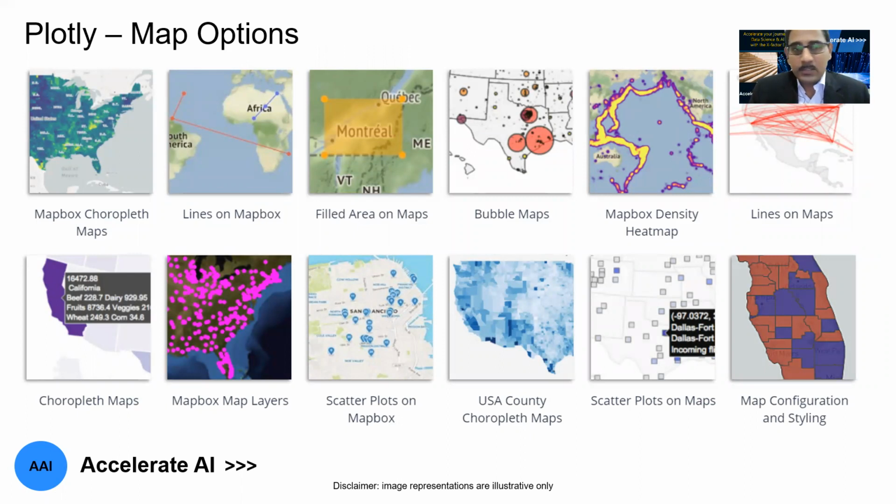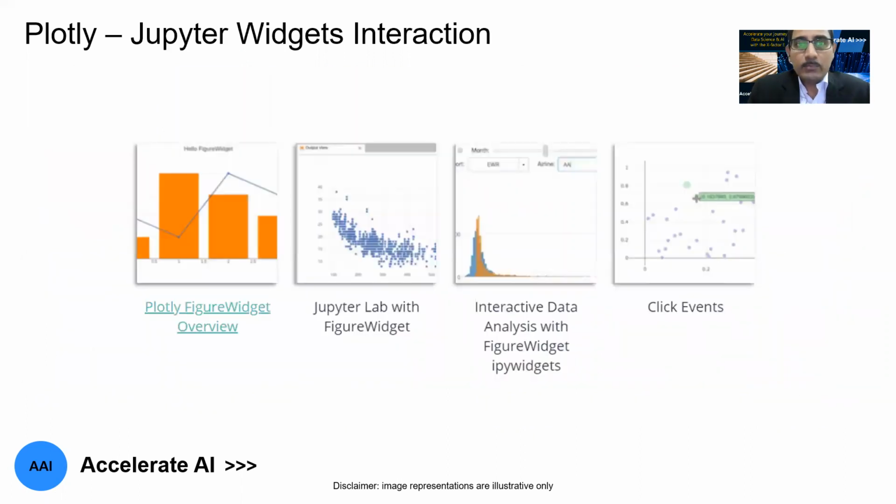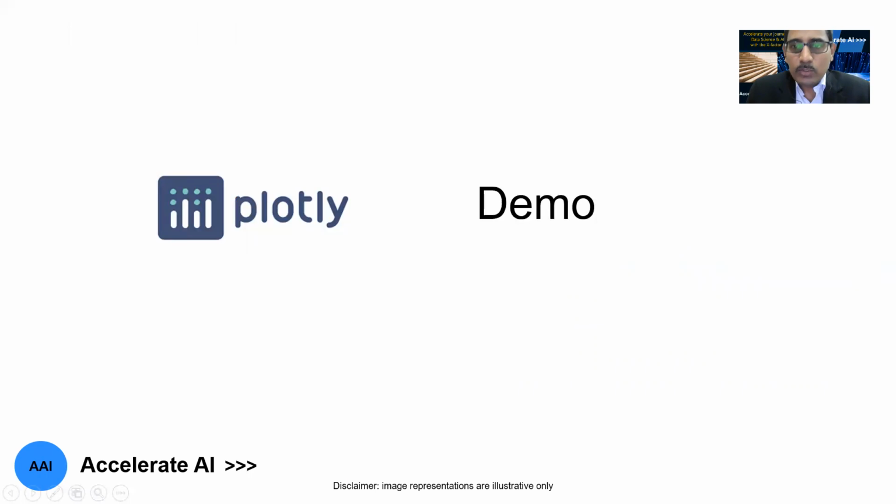We also have Jupyter widgets interaction. We can use some of these like click events, figure widgets kind of thing. We will see how we can interactively change the chart options dynamically, and from the end user's standpoint, it's more intuitive. So let's quickly get on to the demo.